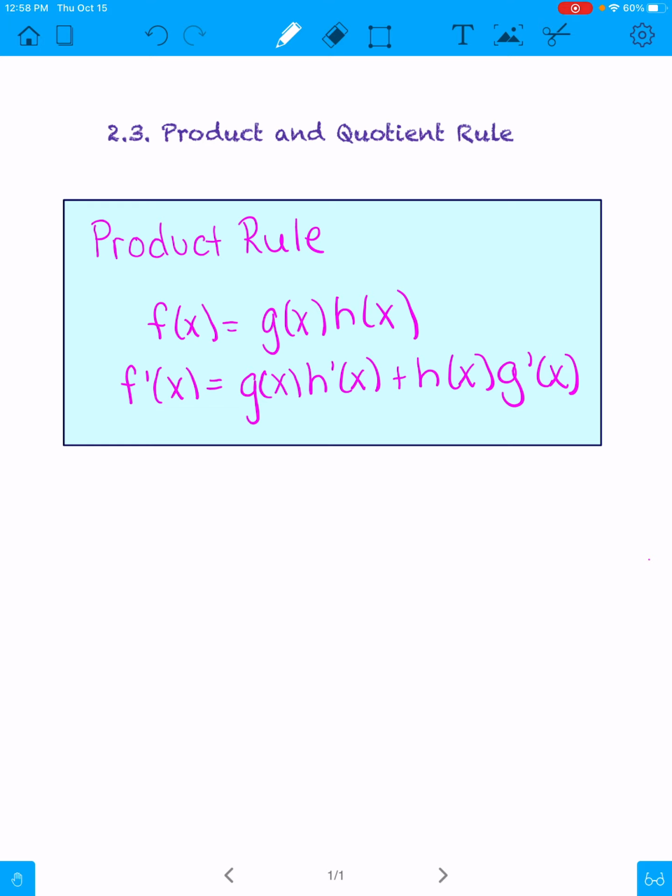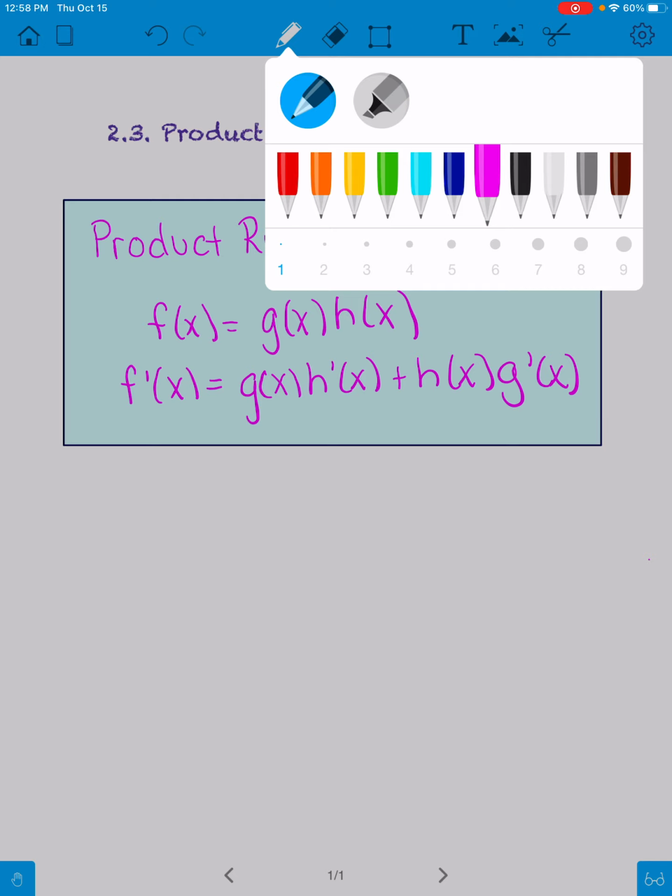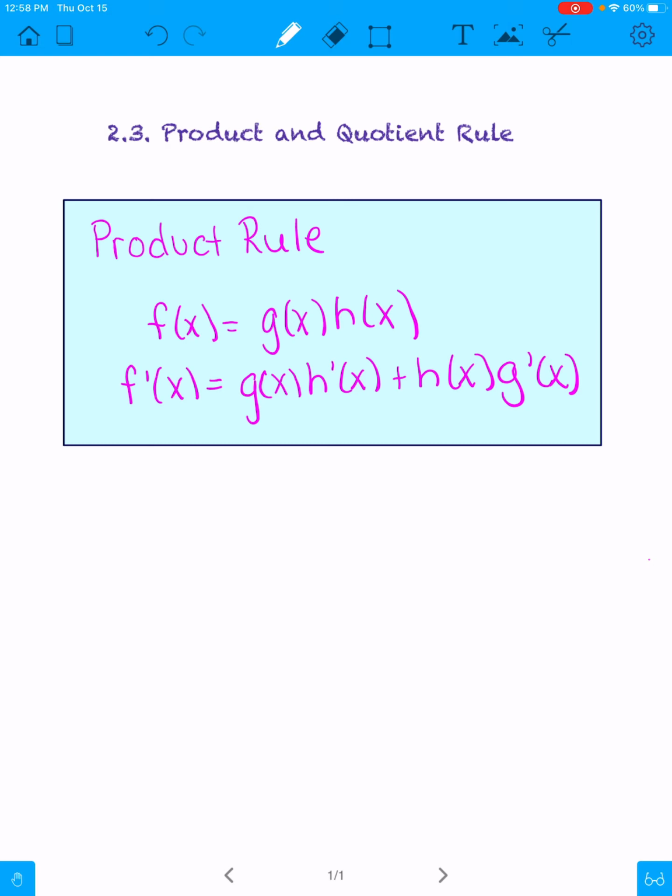So the product rule is as stated: f of x equals the multiplication of g and h. The first derivative then is the first function times the derivative of the second, plus the second times the derivative of the first. Calculus is all about proofs and reasons why we have rules we have to follow.